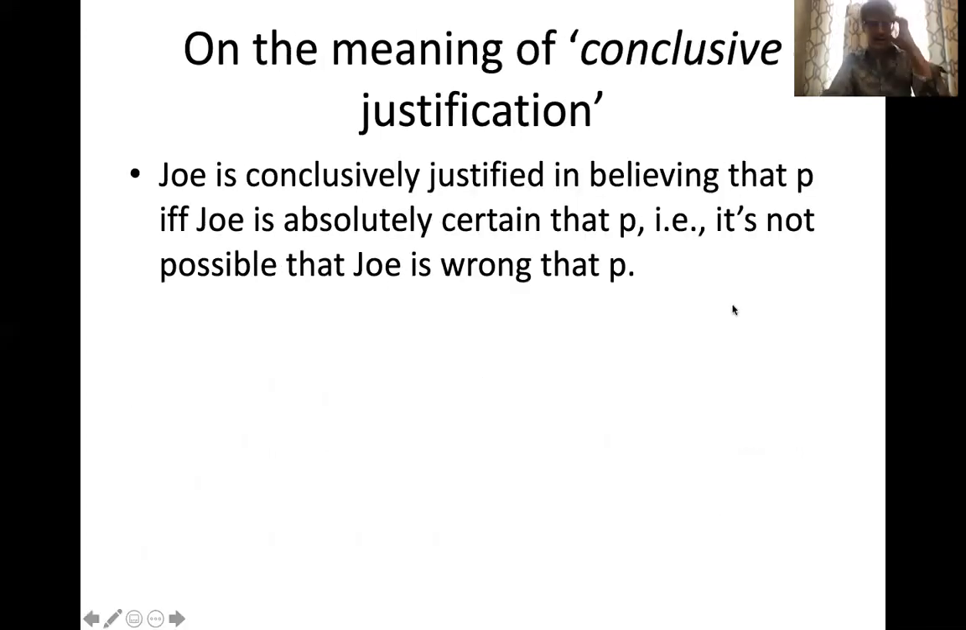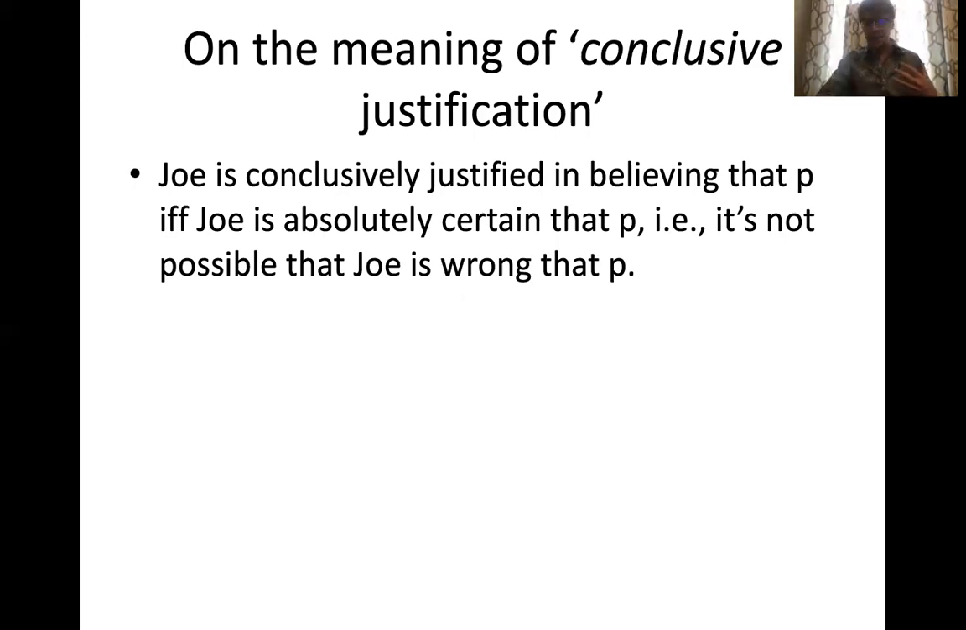So what do we mean by conclusive justification? Joe has conclusive justification in believing that P if and only if Joe is absolutely certain that P, i.e. it's not possible that Joe is wrong that P. So you have to have just rock solid textbook evidence in order to know things. We might say that this takes the justified true belief analysis and puts it on steroids, making it really demanding.